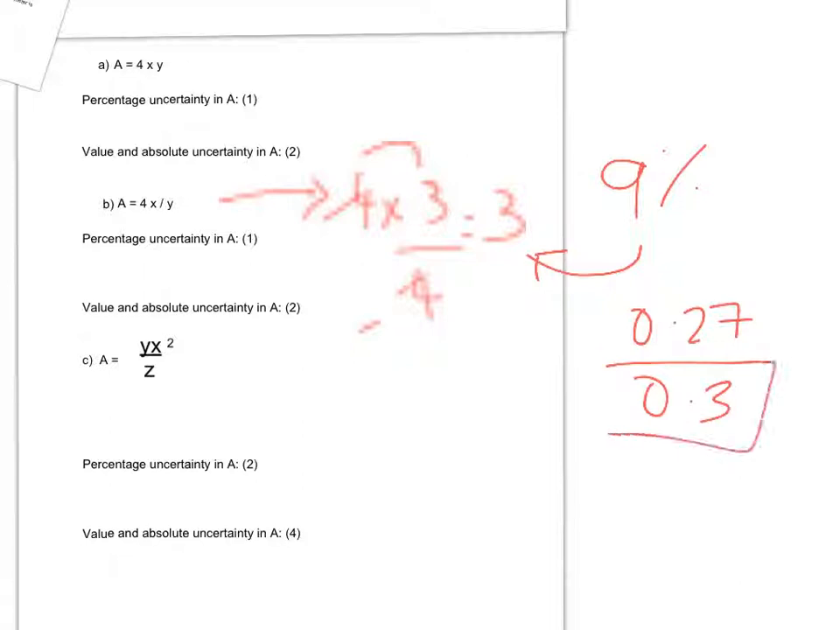Okay, so let's leave that there. We won't talk about significant figures at this stage. I just want you to practice the calculation. So that would be your absolute uncertainty, this would be your percentage uncertainty, and this would be your value. Let's try the last one.